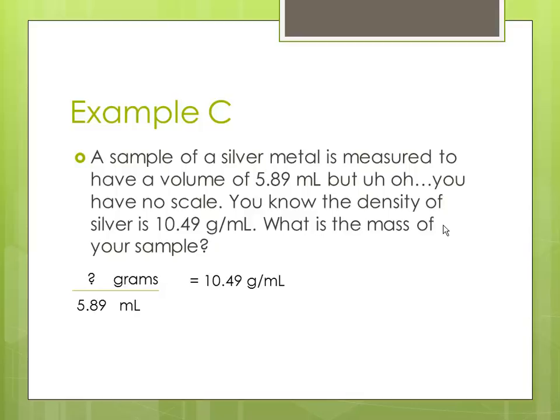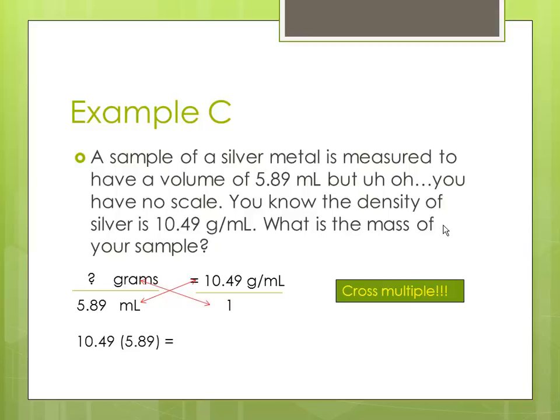To solve this problem, we do have to do some cross multiplying. So we make 10.49 a fraction, putting a 1 underneath it, and we cross multiply. 5.89 times 10.49 equals x times 1, because x is an unknown. We don't know it. It's a question mark. So you multiply the two numbers, 10.49 and 5.89, and we get 61.8 grams equals x. So the mass of the silver is 61.8 grams.